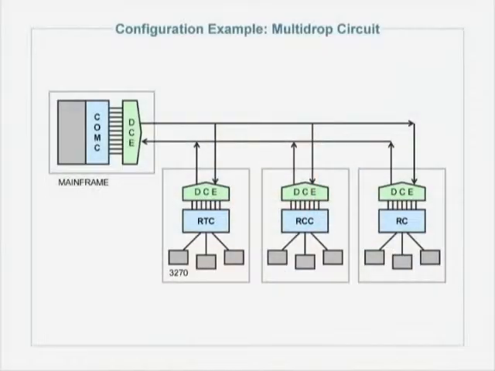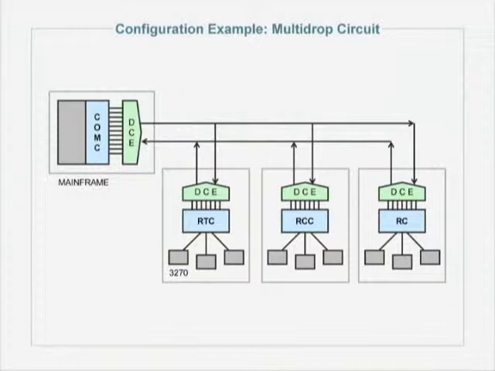When we want to connect more than two boxes together, things start getting complicated. Here's a block diagram of a multi-drop circuit. And this is the traditional way that IBM mainframes were connected. And it's also a block diagram of a cable TV system. Let's use IBM mainframes to explain this.